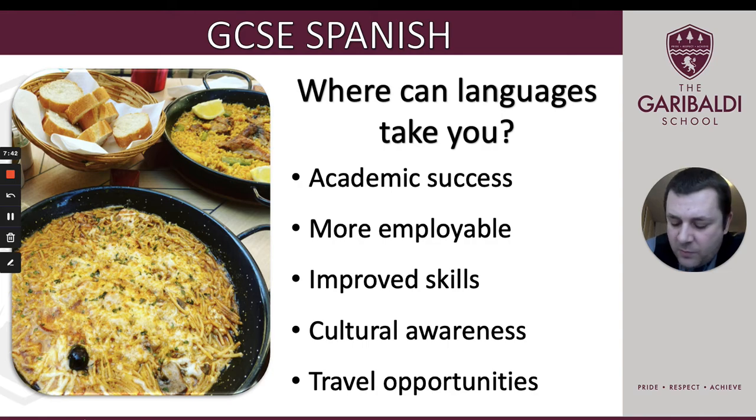And then travel. So obviously you can travel abroad without knowing another language, but being able to speak the language and understand the language will enrich your experience when you travel abroad. It will be improved by understanding more and being able to communicate with others. Not everybody speaks English when you go abroad, and it's so important to be able to communicate with other people in their language when we go to their country.